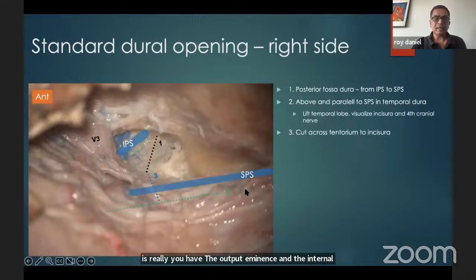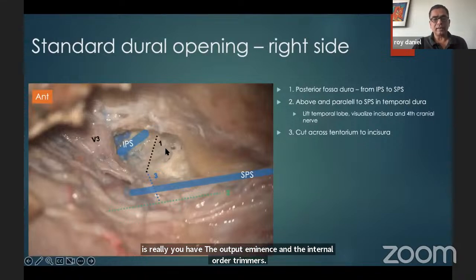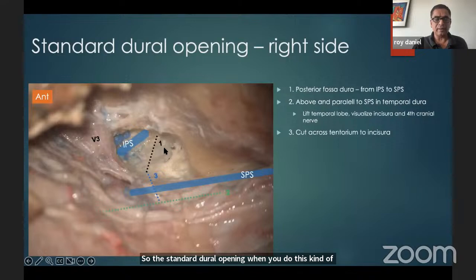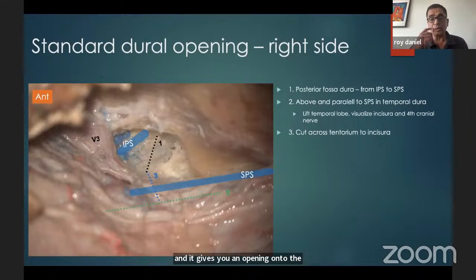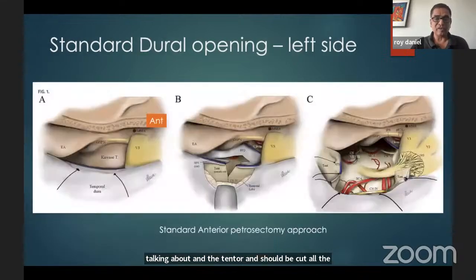So the standard dural opening when you do this kind of apical petrosectomy is you open the posterior fossa dura and you continue across the superior petrosal sinus onto the temporal dura, and you cut the tentorium, and that gives you an opening onto the region that we are talking about. And the tentorium should be cut all the way to the incisura, staying away from the fourth nerve.